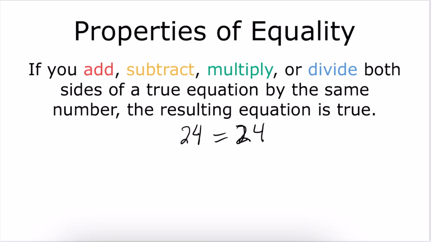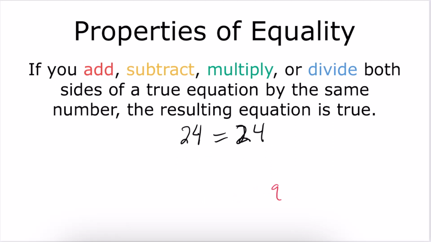And then you can say, okay, what about if I add the same thing to both sides? If I add 10 to both sides, will that make a true equation? Yeah, that equals 34 and 34. Those two are equal. That's true. And you could say, what if I add 5? Does that work if I add 5 to both? Well, yeah, 29 does equal 29, so that's true.